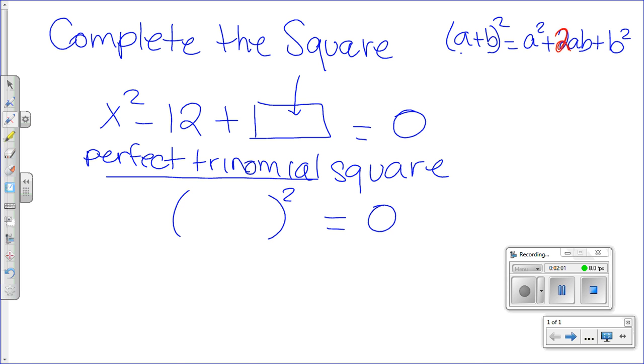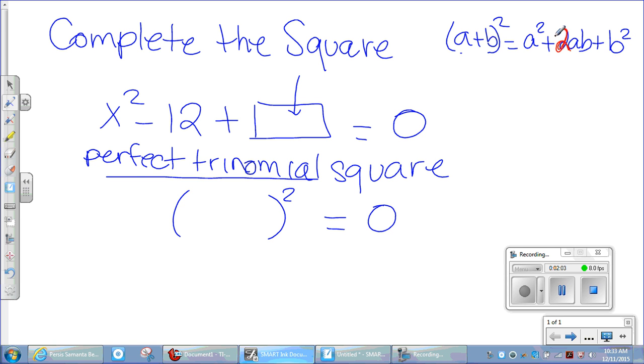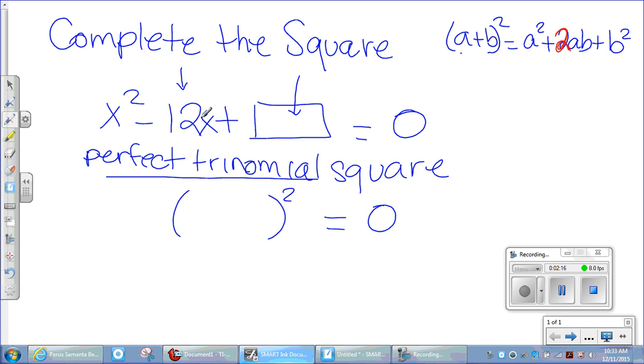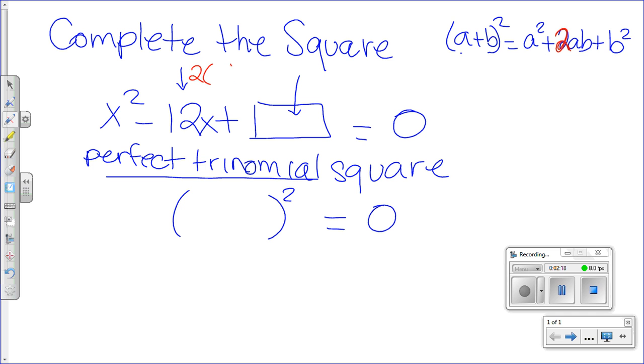So when we complete the square, what we have to think of is that, oh, I'm missing an x here. So it should be x squared minus 12x plus, and then blank. So what we need to think of is that this number here, this negative 12, is representing 2 times the product of 2 other numbers. And of course, one of those will be x, but we have to find the other number.